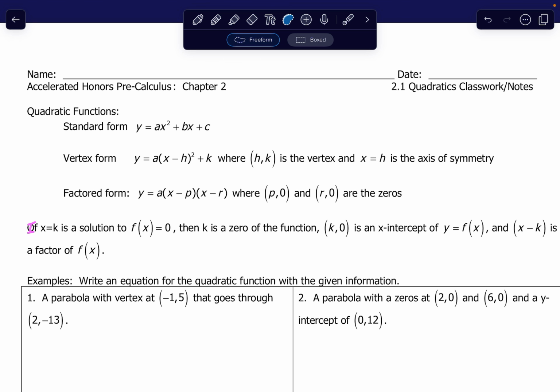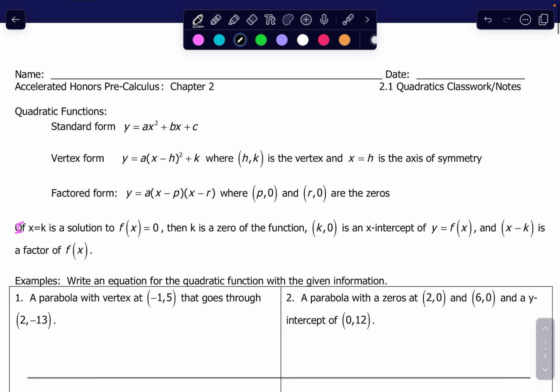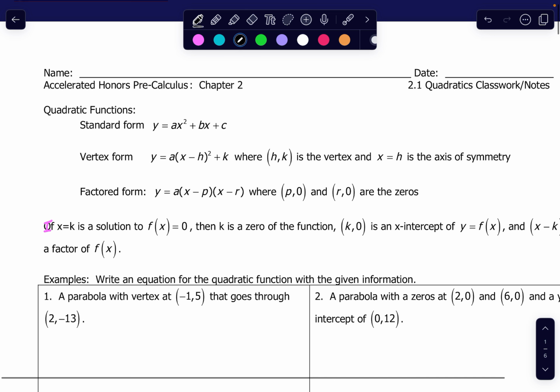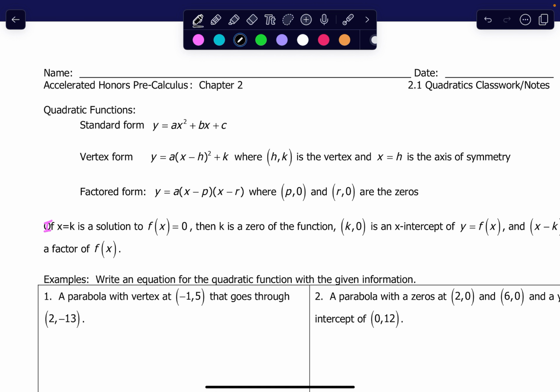First of all, there are 3 forms for quadratics. You have standard form. The benefit of this form is that the constant gives you the y-intercept of the quadratic function.